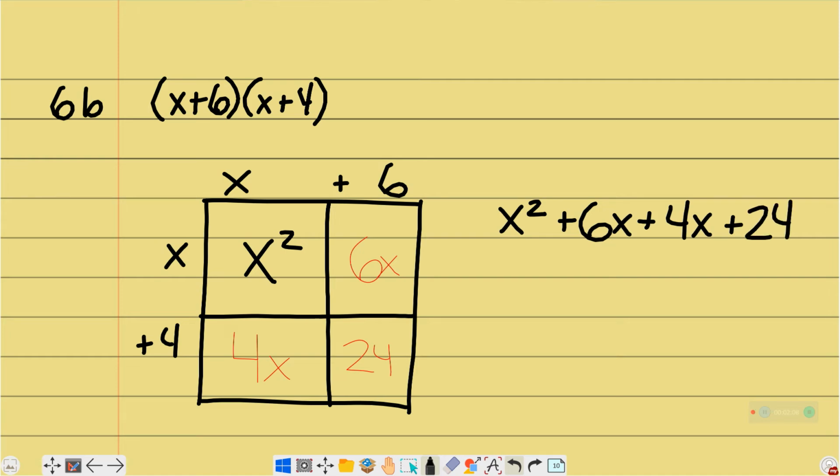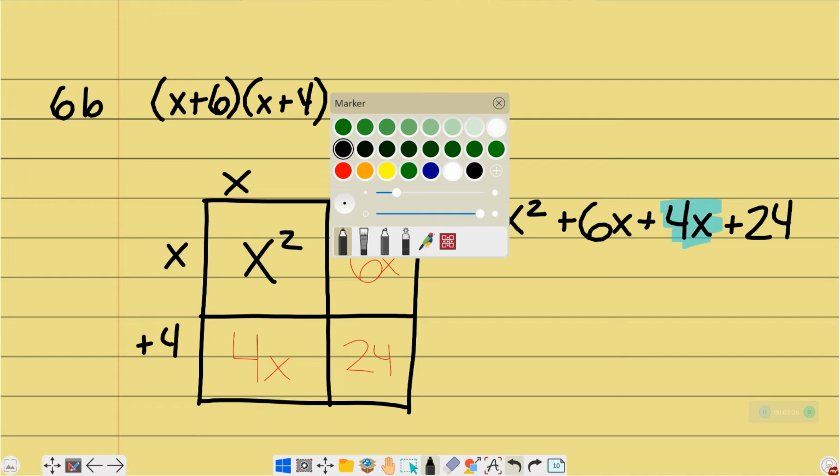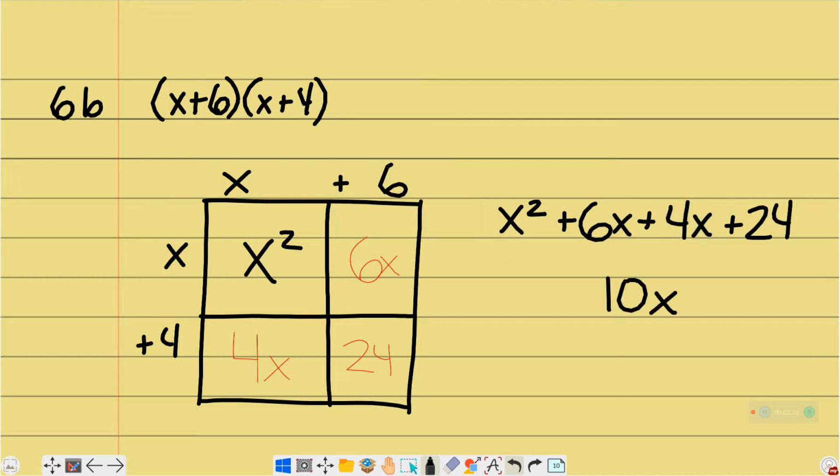I can only combine things that are like terms. This piece has an x squared. This piece has a number with an x. This piece has a number with an x. So those two are considered like terms. 4 plus 6 is 10.